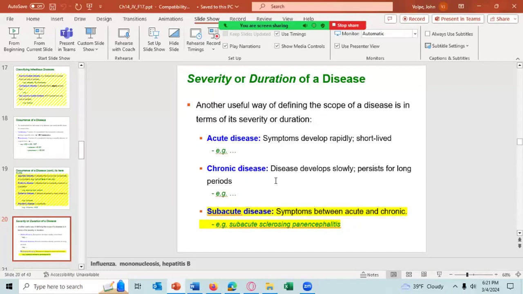Some chronic diseases can go away. Mononucleosis eventually goes away, but it takes a long time, several months. Hepatitis B disease, you could get that lifelong, where the chronic disease just gets worse with time. More and more damage to your liver will occur. There are diseases in between that. We're not going to discuss it. It's called the subacute disease. You don't need to know that.